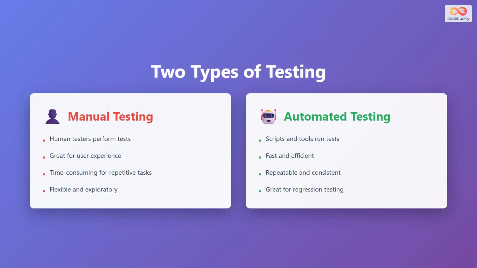There are two main approaches to software testing. Manual testing involves human testers who perform tests by hand. This approach is excellent for evaluating user experience and allows for flexible, exploratory testing. However, manual testing can be time-consuming when performing repetitive tasks. Automated testing, on the other hand, uses scripts and tools to run tests automatically. This approach is fast, efficient, and provides consistent, repeatable results. Automated testing is particularly valuable for regression testing, which means retesting software after changes. Most professional QA teams use both approaches together, leveraging the strengths of each.